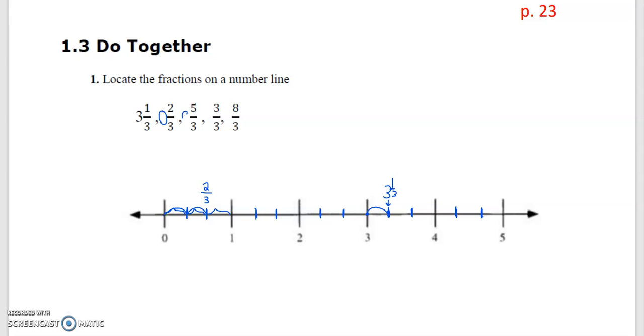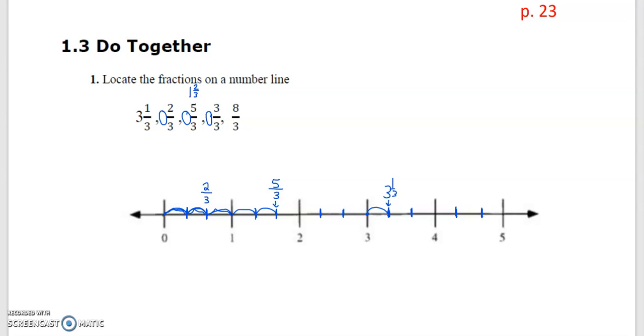Same thing goes with 5/3. We can start at 0, 1/3, 2/3, 3/3, 4/3, 5/3. Alternatively, we can convert 5/3 to a mixed number. 3 goes into 5 one time with 2 left over, so that is really 1 2/3. So we could change it in our mind, find the location, but we should write the original improper fraction on our number line. It's kind of a rule of thumb. Keep the same numbers that they provided to you.